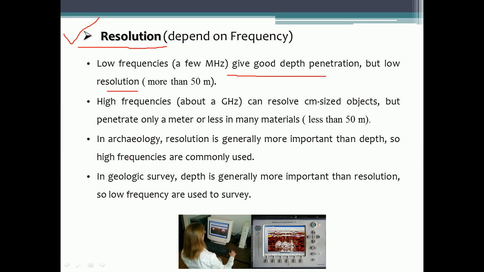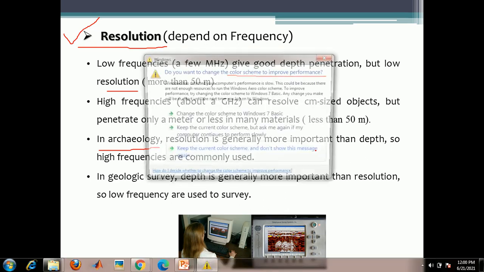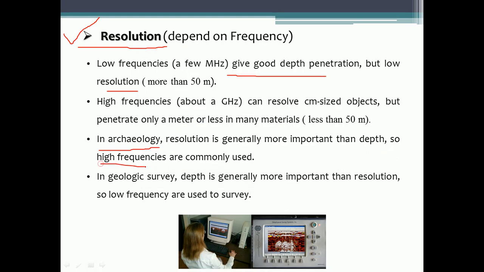If we are doing archaeology, which is the study of ancient history, and want the history of any place or area, then resolution is more important. In such conditions we use high frequencies. If you are conducting a geological survey, then depth is more important than resolution, so we can go for low frequencies. So based on the requirement we have to fix the frequency, thereby getting the required resolution of the images, that is, the clarity of the image for different depths.